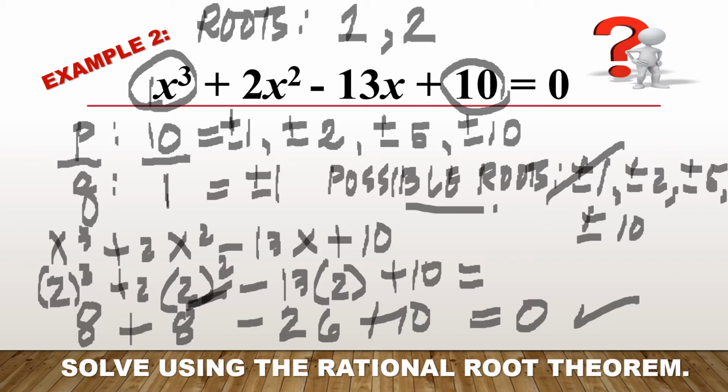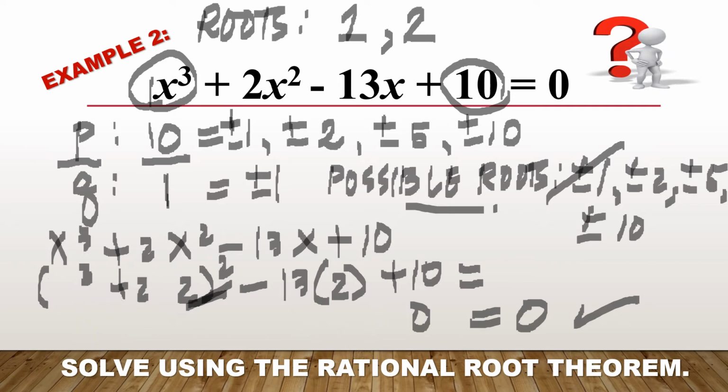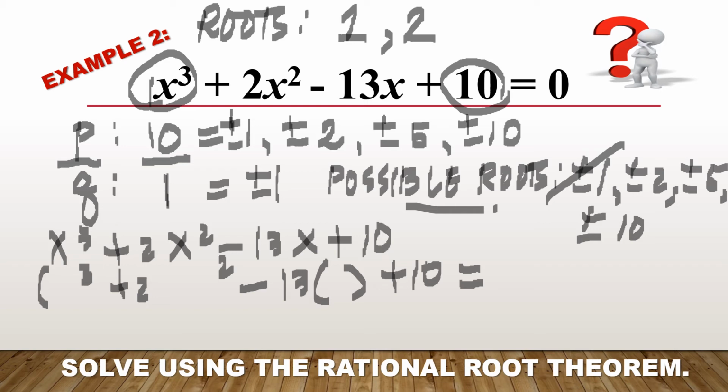Next, let's have negative 2. But before that, let me erase again. Let me erase now the given. I have limited space here, so I have to erase. Let me erase positive 2. Okay. So, let's have negative 2 this time. So, x cubed, replace it with negative 2, quantity cubed, plus 2 times negative 2 squared minus 13 times negative 2 plus 10 is equal to, is it 0?